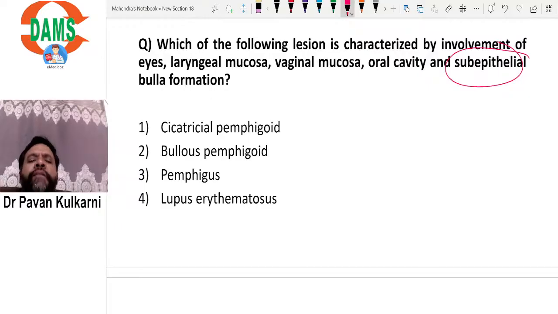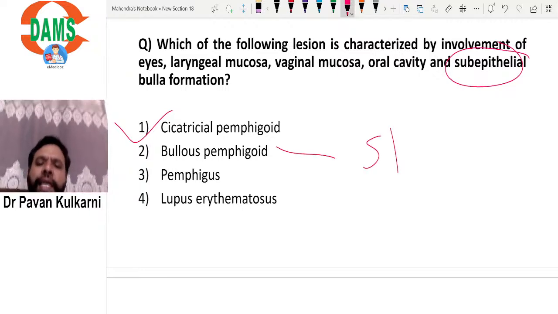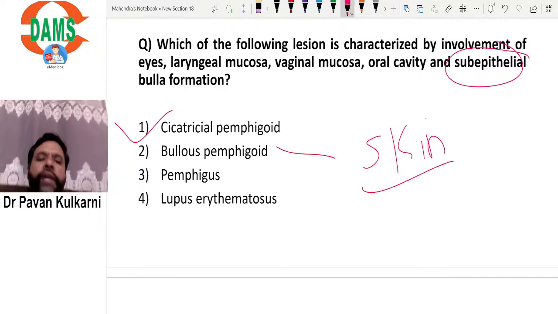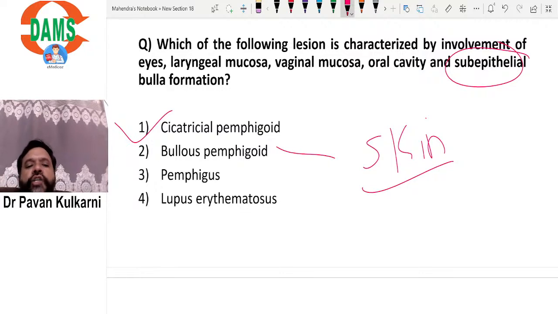The pemphigoid which affects mucosa is cicatricial. Bullous will affect only skin. It's not pemphigus, please. It is pemphigoid. That too which type? Cicatricial. What is cicatricial? Mucous membrane pemphigoid, which will affect mucosa.